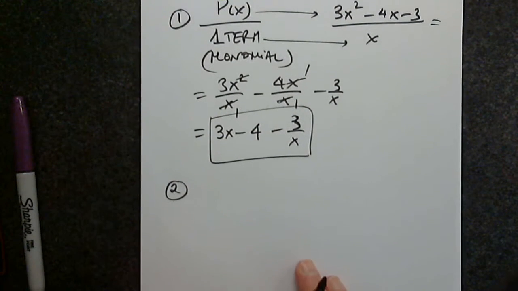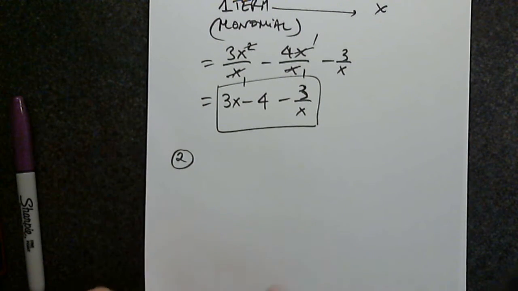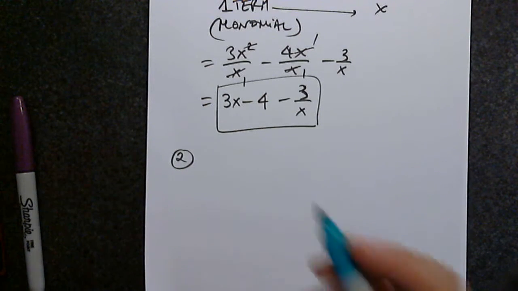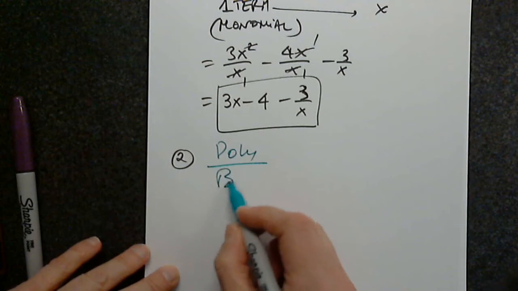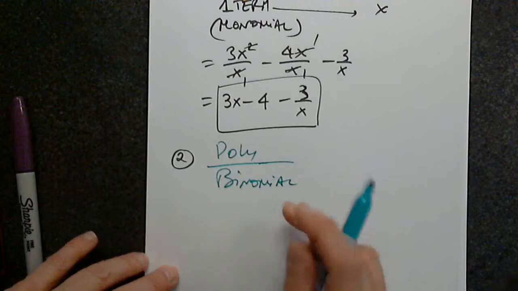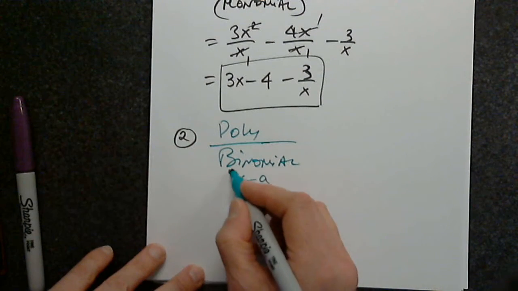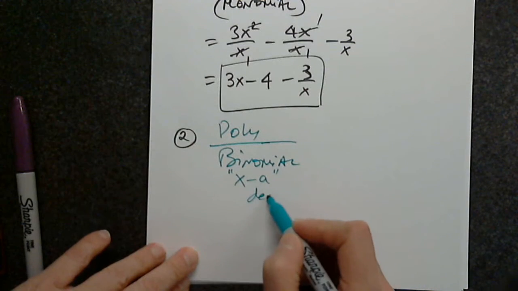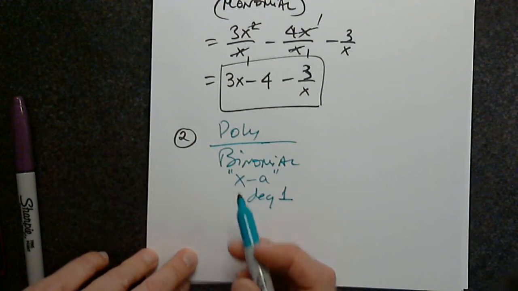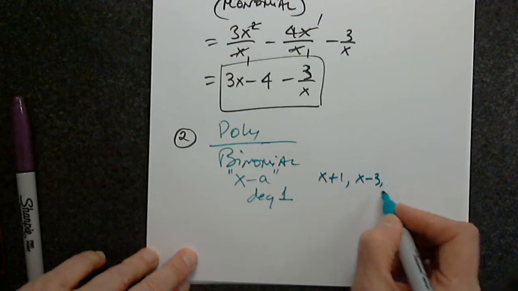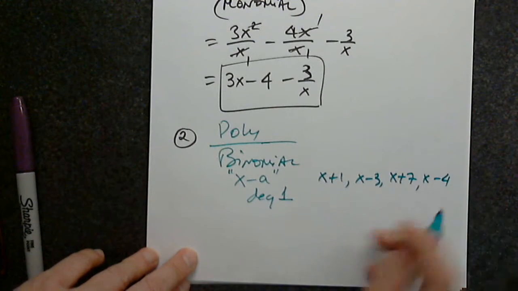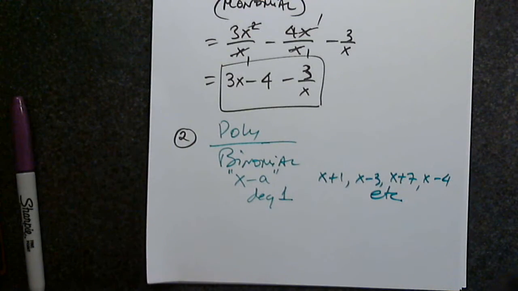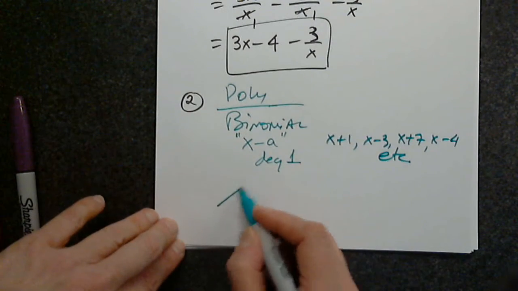The second situation is kind of twofold. Why? It's because we can have a polynomial divided by a binomial. But if the binomial is x minus a, which means degree 1, extremely important, degree 1. So what could this denominator be? Well, let's say x plus 1, or x minus 3, or x plus 7, or x minus 4, etc. In this situation, we have two possibilities.